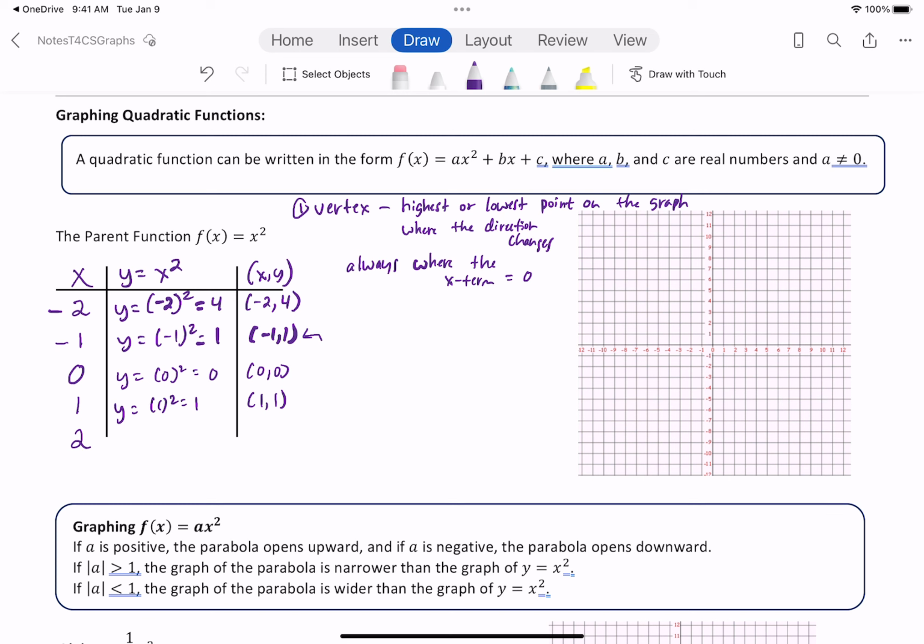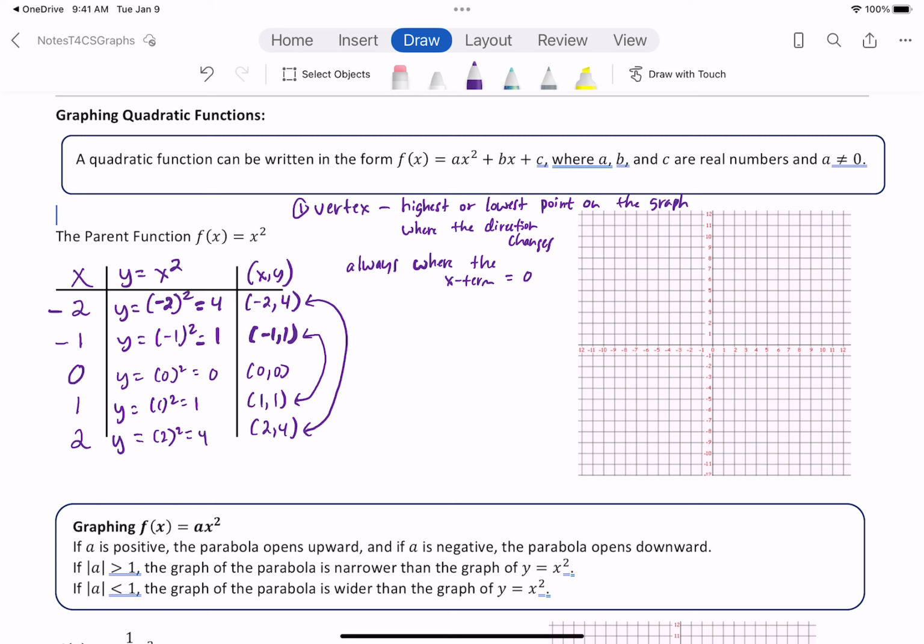And this is where that symmetry is coming in. You see, when I went one step left and one step right, my y values were the same. The same thing should happen here. If I square 2, I get 4. So it did. When I went 2 to the left and when I went 2 to the right, I got the same y value. So that symmetry should show up in all of these parabolas.